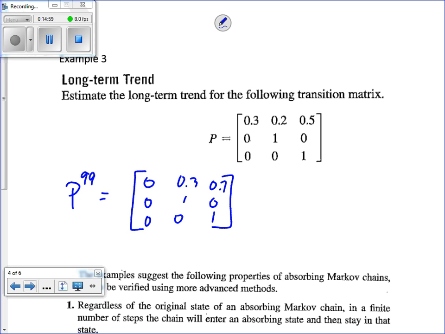State 2 and state 3 are absorbing states. But this is our final outcome. If we did this multiple times, basically everything would end up looking like this. Anything past the 99th power is pretty much all going to look the same. So kind of level it out.